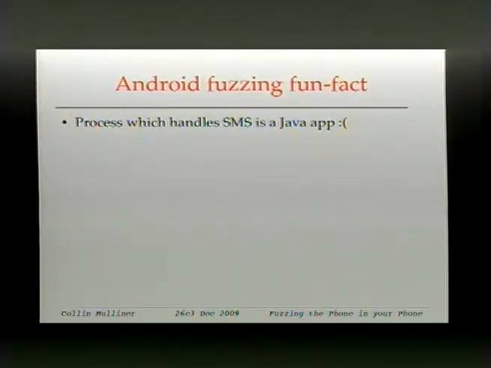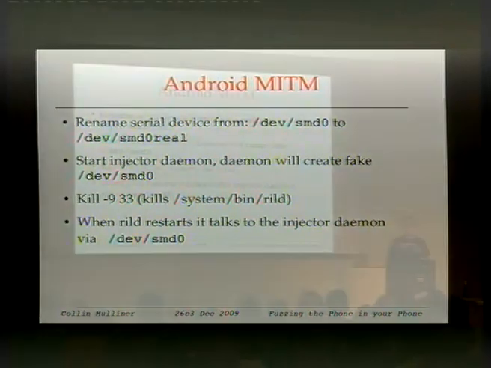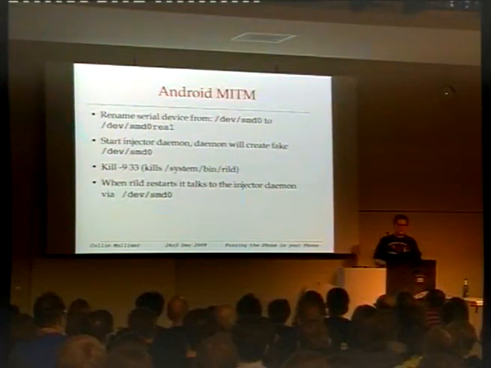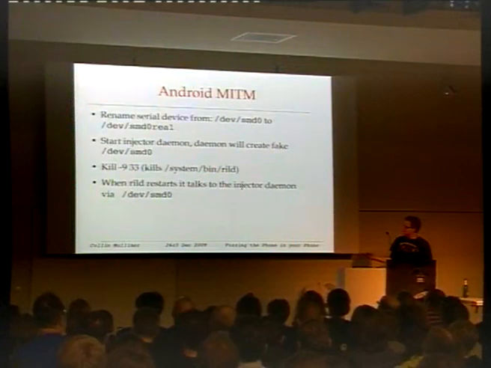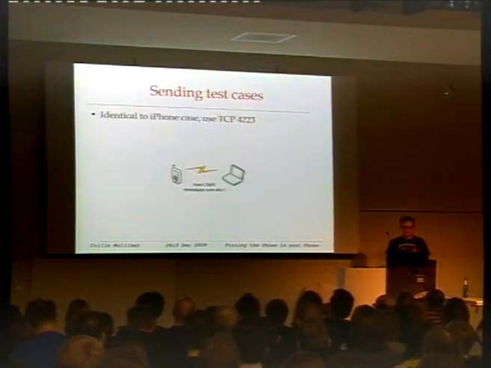Yeah, the not-fun fact on Android is that all the stuff is written in Java, but we will still have fun with this. On Android, it works the same. You have this serial device called SMD0. Since it's Linux, you just rename the device file and write our daemon that creates a fake PTY with the original name, then we kill the radio interface daemon. Init brings it back up, and as soon as it does, it will just talk to our fake interface as if it was the normal one, and everything is running like on the iPhone.